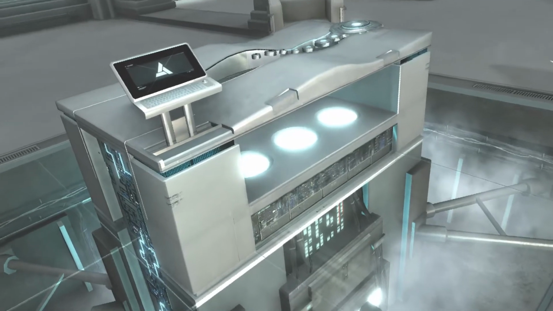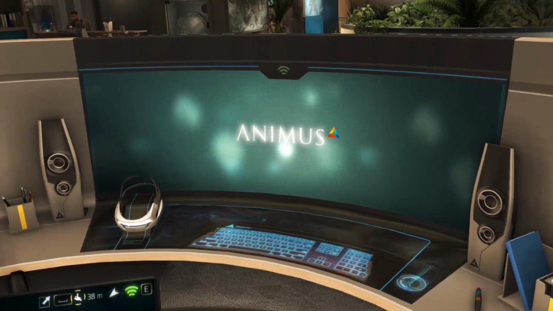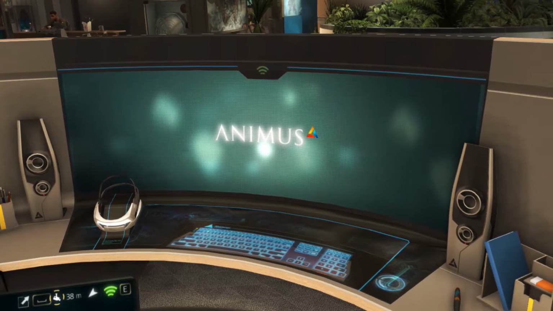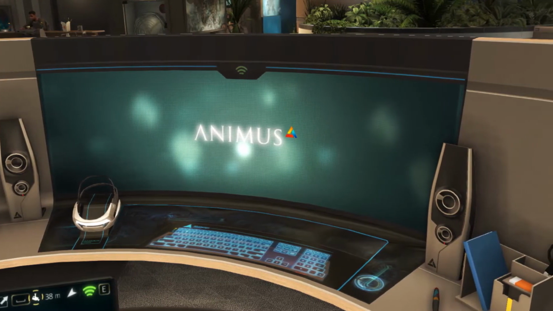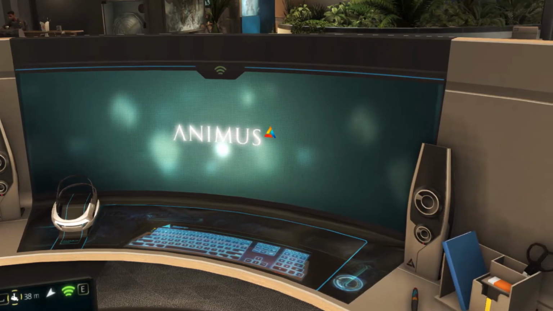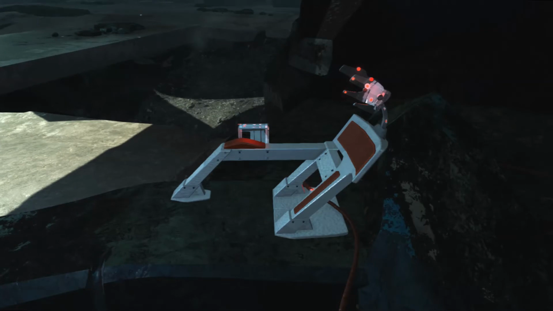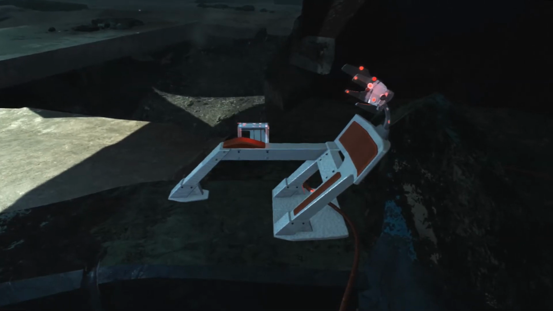The Animus. The Animus was created by Abstergo so that somebody could relive the memories of their ancestors, which later became memories stored in DNA. But how does it do what it does? Let's apply a little bit of basic biology into the Assassin's Creed universe.